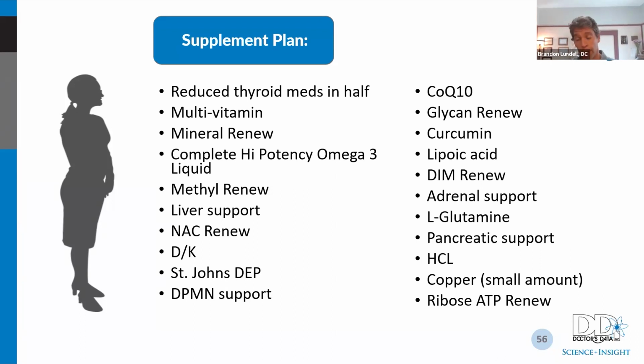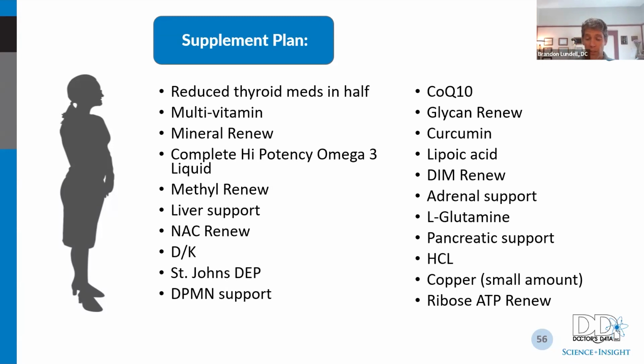Now, you can increase the function of those receptors with the antioxidants that we have here, and the vitamin A and vitamin D increase receptor function, but there's no way to make those receptors in their full sensitivity to the thyroid hormone unless you reduce it by half. So we put her on a good, effective multivitamin, a multimineral. You can't put enough minerals into a multivitamin.